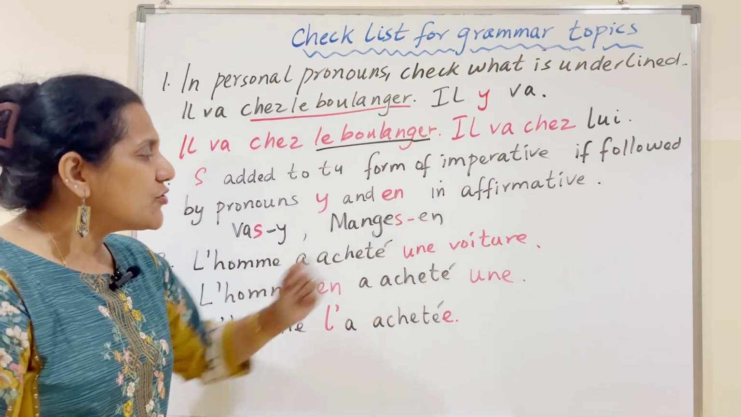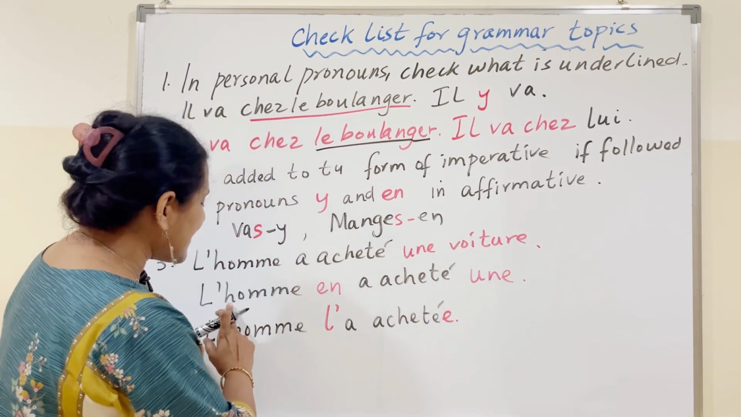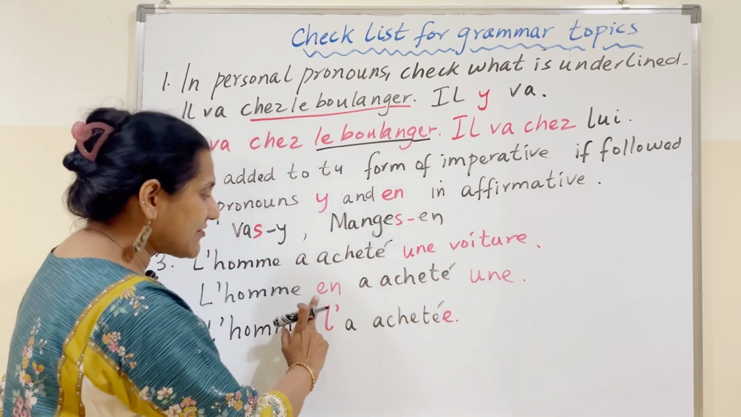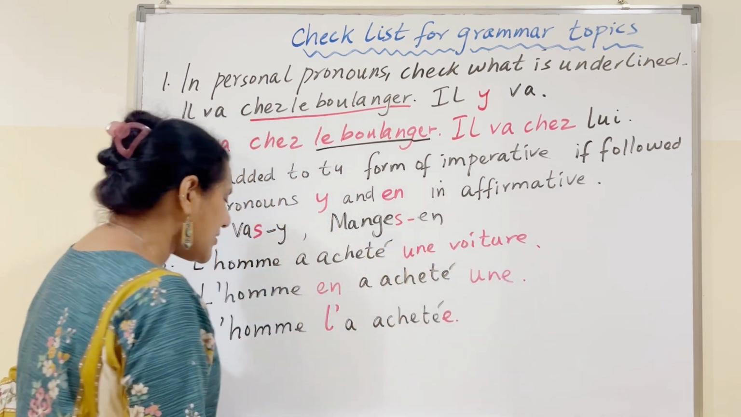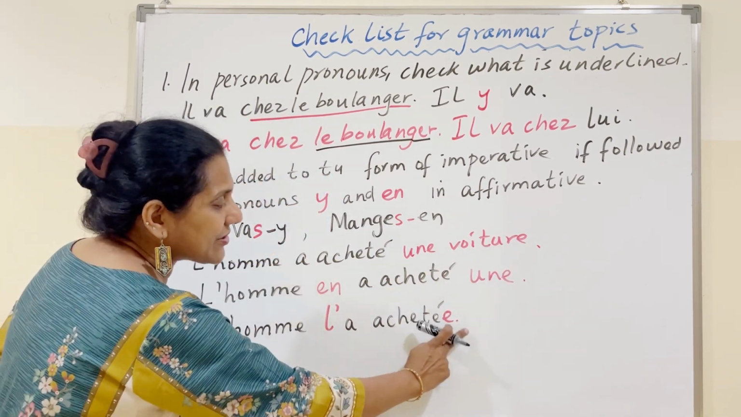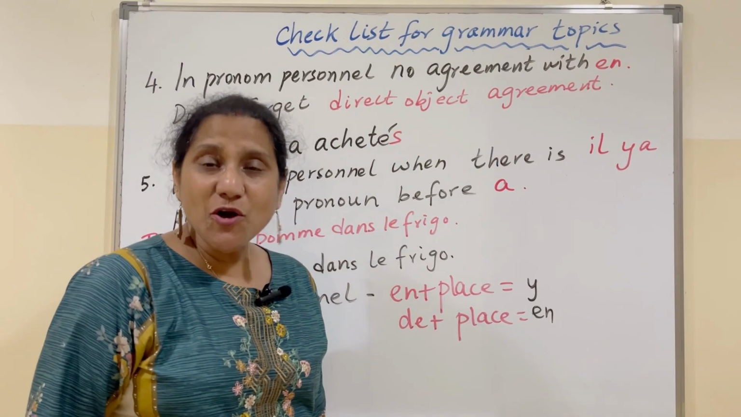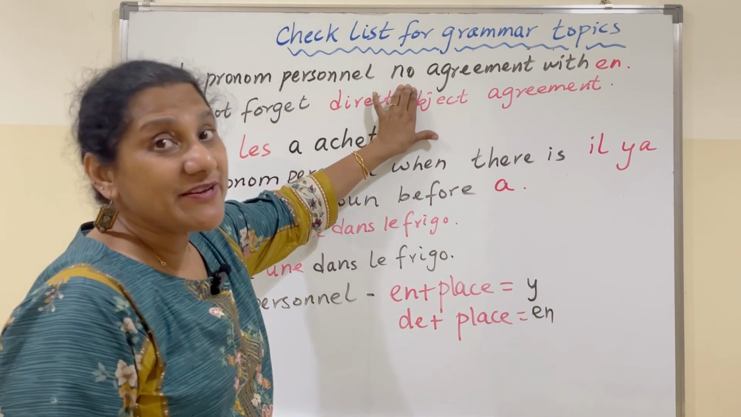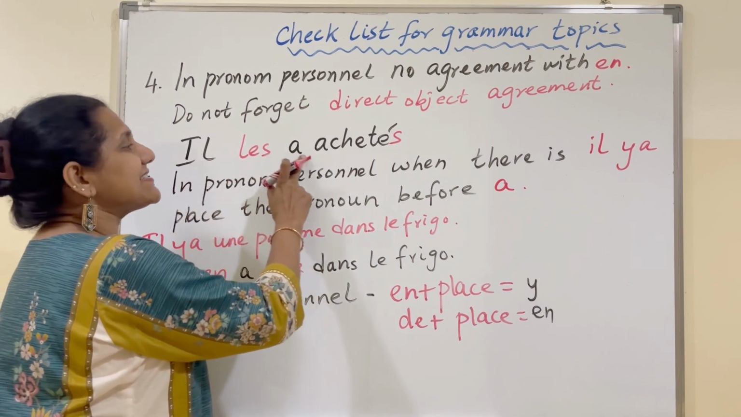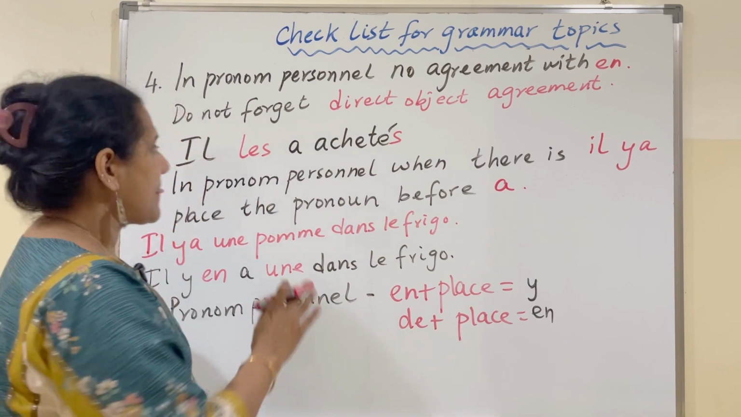L'homme a acheté une voiture. So we can consider this as a number, one car. So this answer could be l'homme en a acheté une. That is, we replace it with en and we repeat the number. Or we can consider this as l'homme l'a achetée and put an extra e because this is direct object agreement. In pronom personnel, there is no agreement with en. It's only direct object agreement that is there. For example, il les a achetés. We had an S because of direct object agreement, not with en.